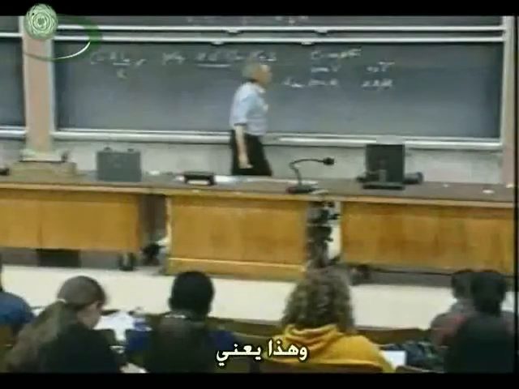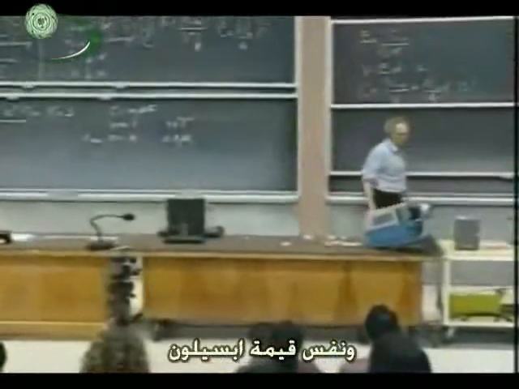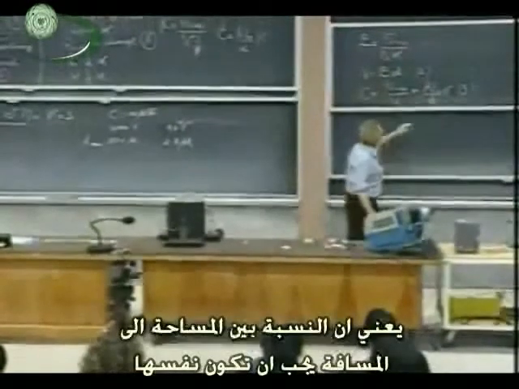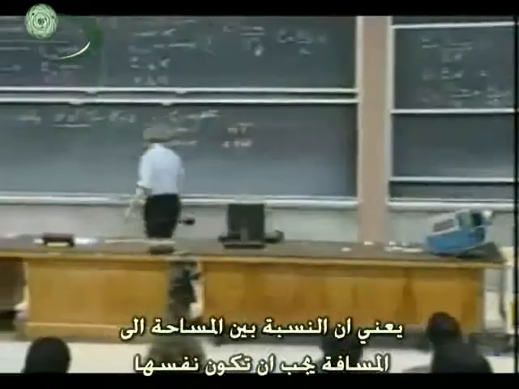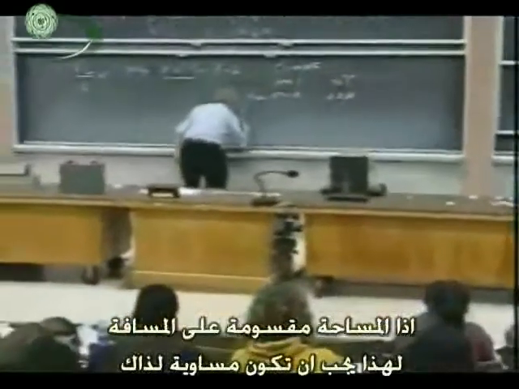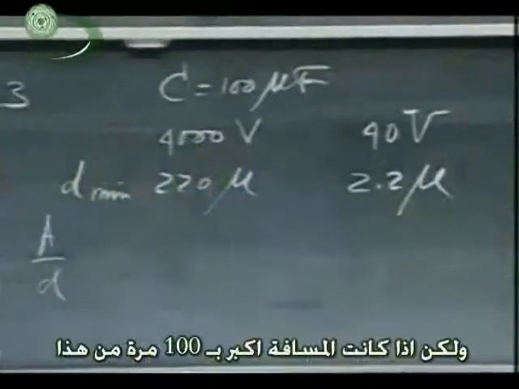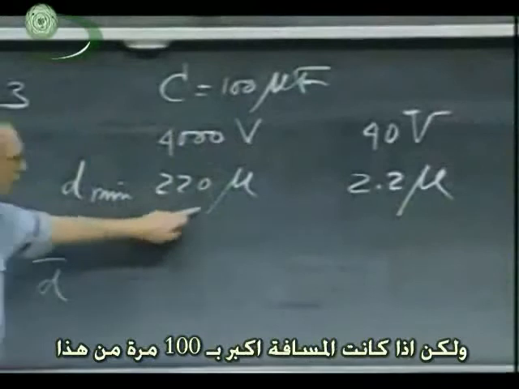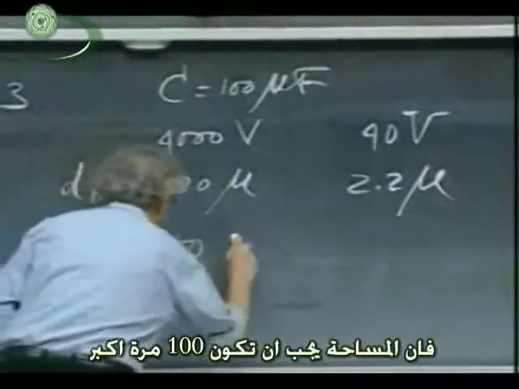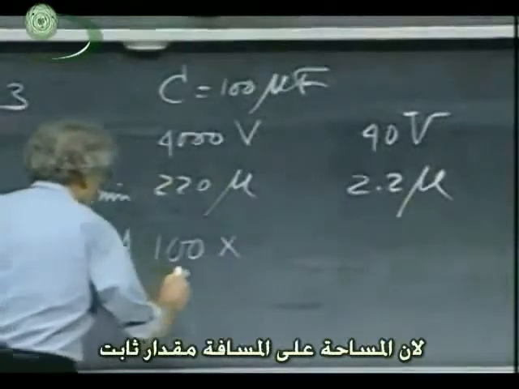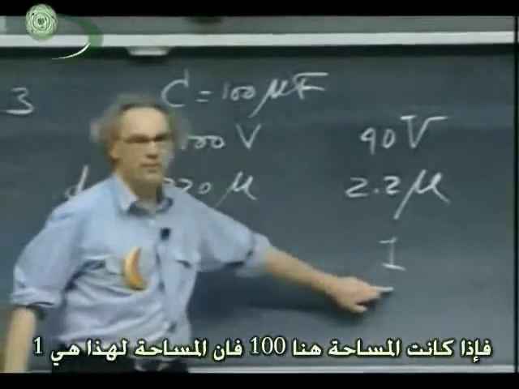That means, since they have the same kappa and the same epsilon 0, that A over D has to be the same for both capacitors. So A divided by D for this one must be the same as A divided by D for that one. But if D here is 100 times larger than this one, then this A must also be 100 times larger, because A over D is constant. So if A here is 100, then A is here 1.